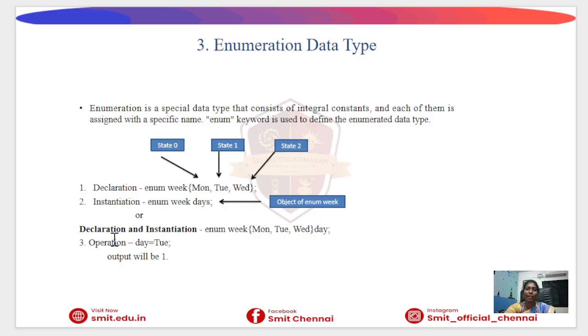Then enumeration. Enumeration is a user-defined data type that assigns names to integer constants. For example, enum week: Monday, Tuesday, Wednesday. Monday has the value 0, Tuesday has the value 1, and Wednesday has the value 2. So what is the output if day equals Tuesday? The output will be 1 because Tuesday is in state 1. We use it mainly in state machines and embedded logic.